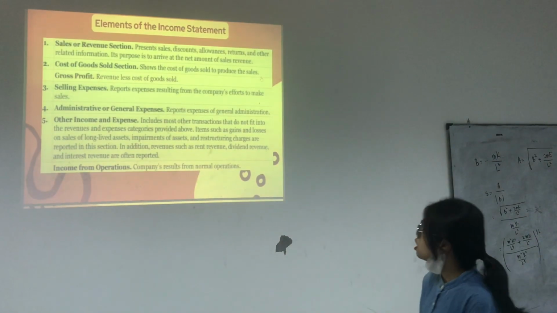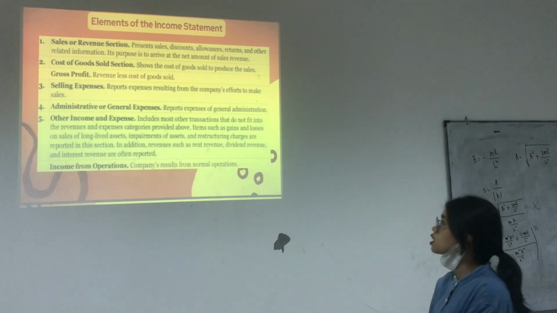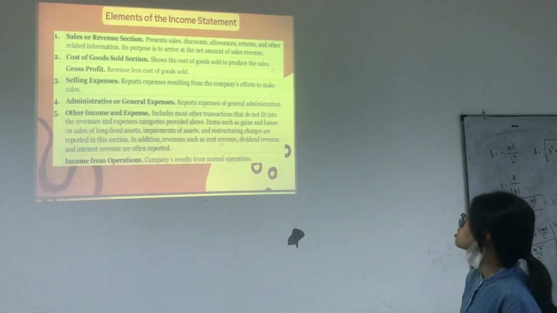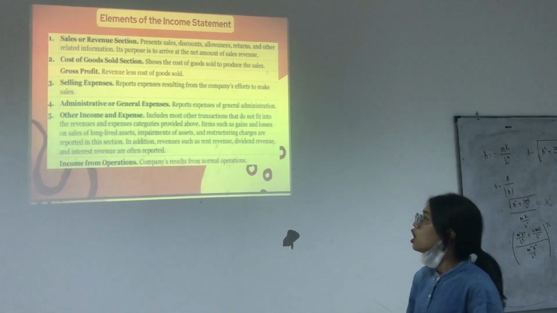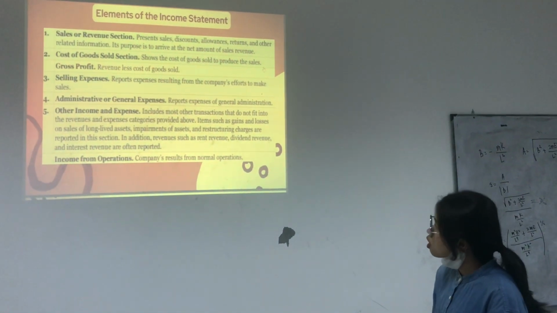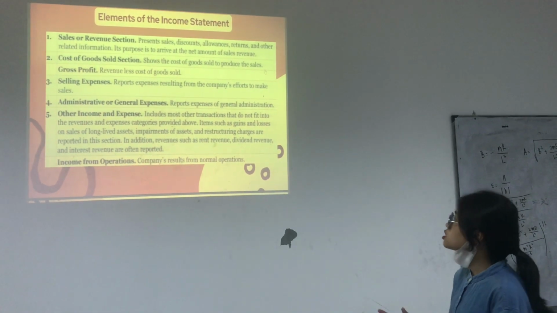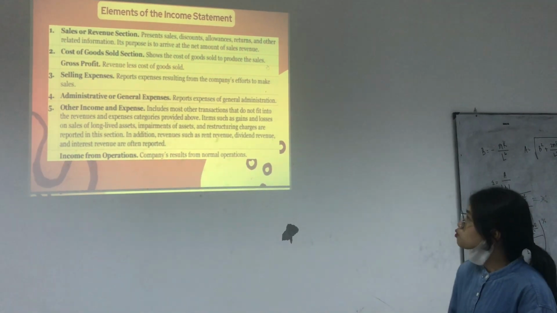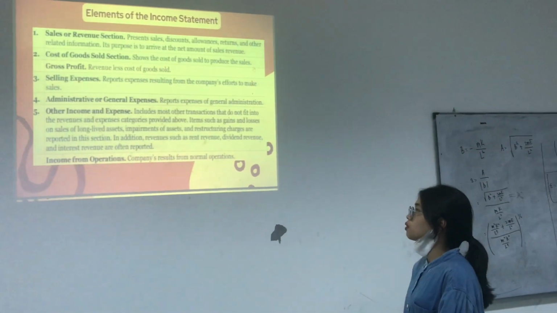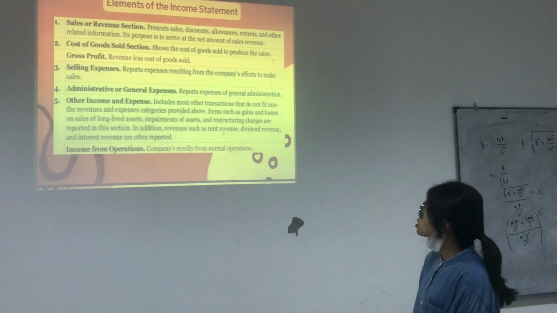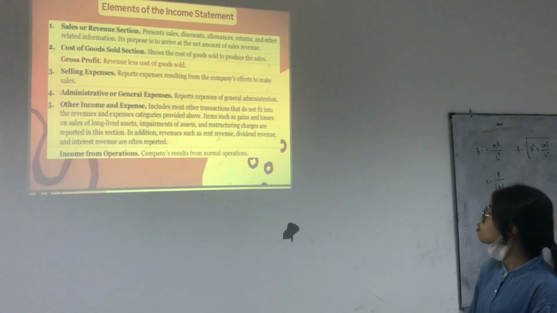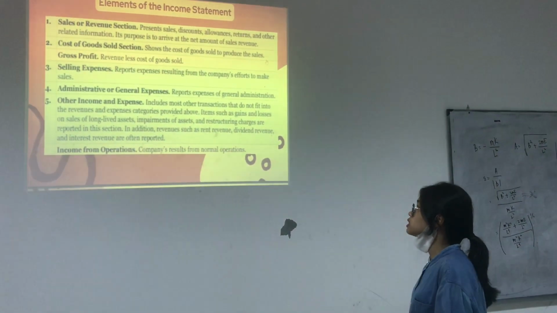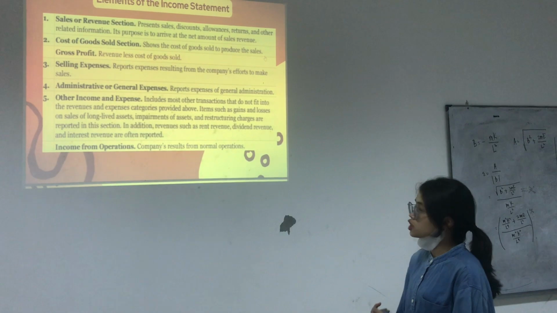Next. So these are the elements of the income statement. The first one, sales or revenue section. It presents sales, discounts, allowances, returns, and other related information. 2, cost of goods sold section. It shows the cost of goods sold to produce the sales. There's a gross profit, revenue less cost of goods sold. 3, selling expenses reports expenses resulting from the company's effort to make sales. 4, administrative or general expenses report expenses of general administration.